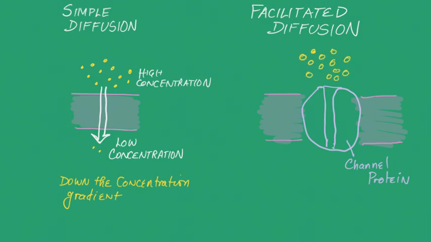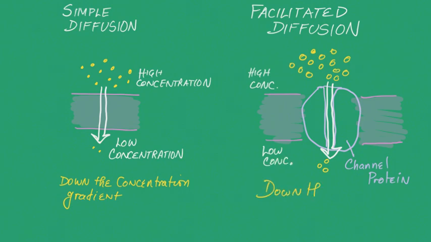Here too, we have a greater number of molecules on one side of the membrane and a smaller number of molecules on the other side. Molecules here move from a region of high concentration to a region of low concentration. So in facilitated diffusion, there is a movement of molecules down the concentration gradient with the help of a channel protein, and no ATP is needed.